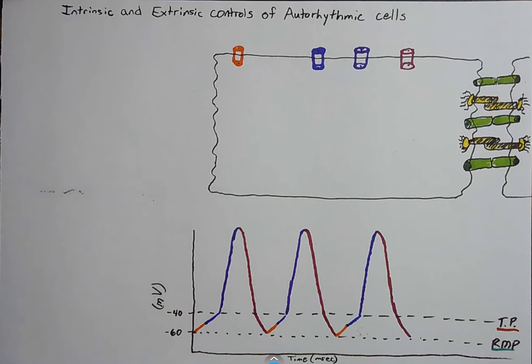Today we are going to be talking about the intrinsic and extrinsic controls of autorhythmic cells. So in essence, you have to have a bit of a background before we can start to run through this particular lecture. So let's try to just do a quick review of what we already know about the heart and about cardiophysiology.